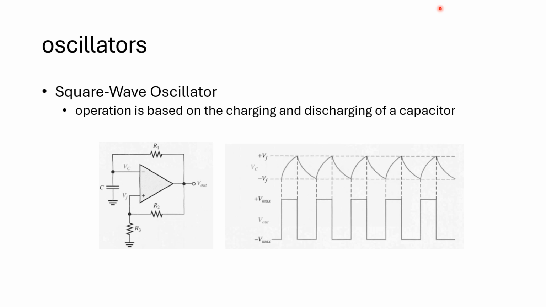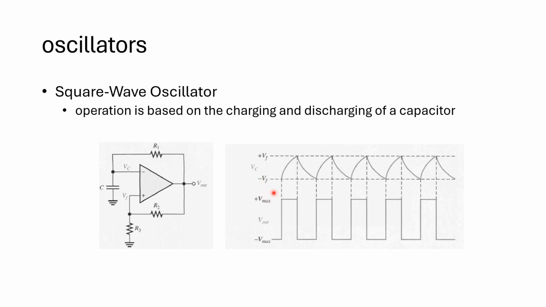the operational amplifier switches to the maximum negative state. At this point, the capacitor begins to discharge from positive VF to negative VF. When the capacitor reaches negative VF, the op-amp switches back to the maximum positive state. This action continues to repeat, and a square wave voltage is obtained.